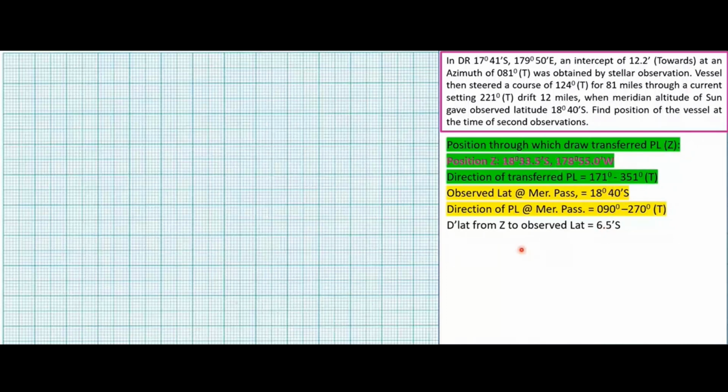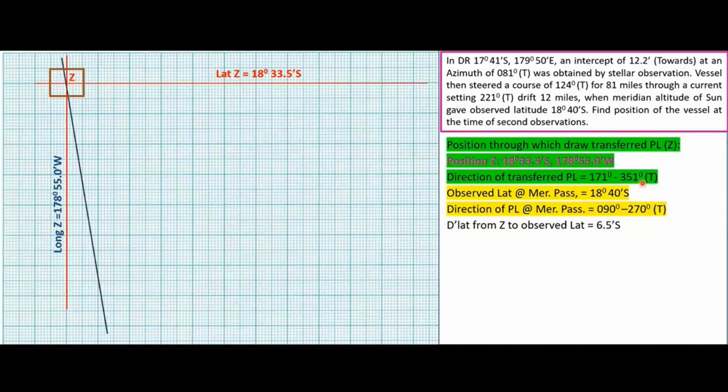Now having got this, now it's a case of simultaneous observations. Only thing is one is a transferred PL, other is an observed PL. So we get going with the plot. We have on the screen latitude of Z coming up here. We have the longitude of Z coming up here. So obviously point Z is here at the intersection of the two. So that is point Z. It's through point Z that the transferred PL has to be drawn. We are all conversant with this part. So there comes the transferred PL with two arrows at each end.